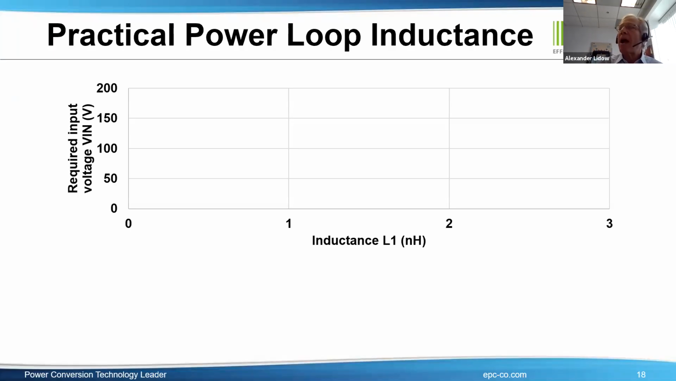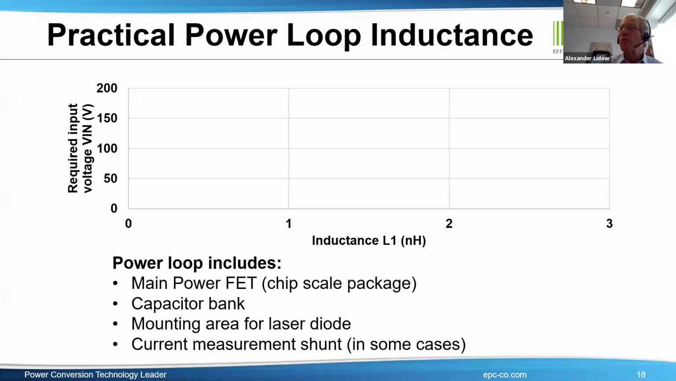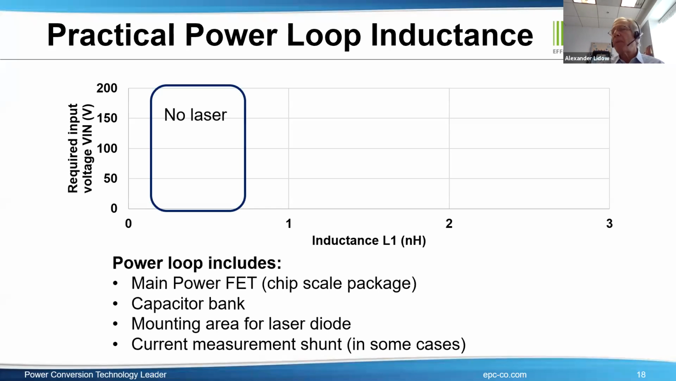So let's look at practical power loop inductance. And I'm going to, again, try to squeeze that 40 amperes out in 3 nanoseconds, and let's see what required input voltage we need. First of all, the power loop includes the main power FET. So that's the eGaN FET, the capacitor bank, all the mounting area for the laser diode. And also, if you have need for current measurement, there's a current measurement shunt in some cases.